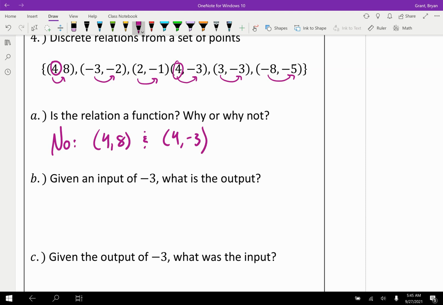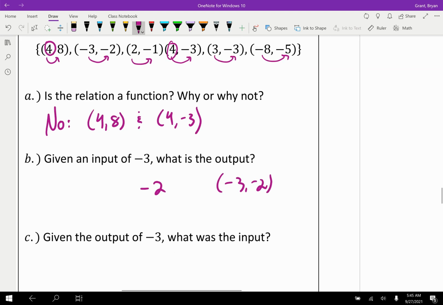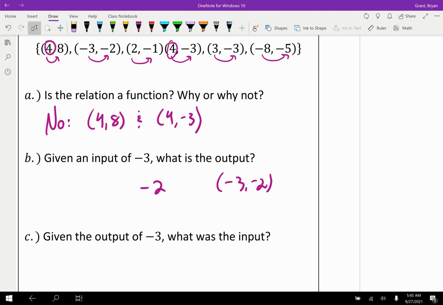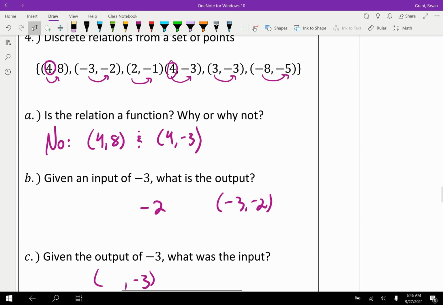Given an input of negative 3, what's the output? That's got to be negative 2, right? We got that from the point negative 3, negative 2. Given an output of negative 3, what's the input? Well, I think there's a few possibilities here, right? An output of negative 3 means we're working backwards here. Output of negative 3, it could be 4. Okay. However, I think it also could be 3. And that's okay. We can have the same output matched to multiple inputs.